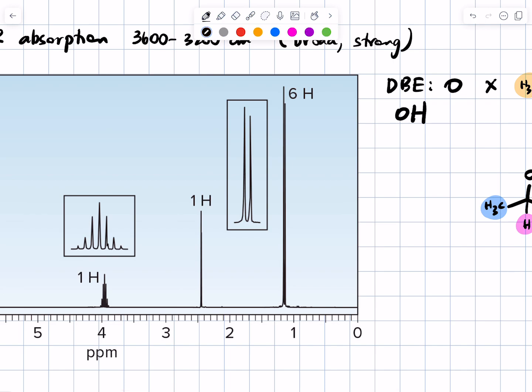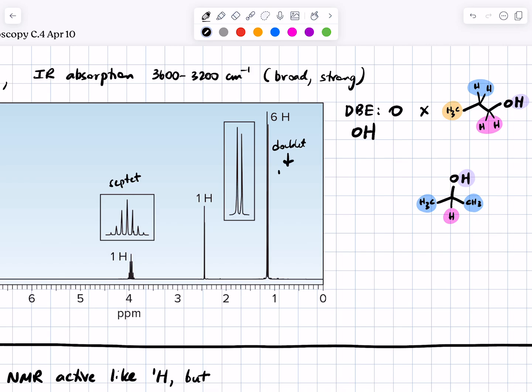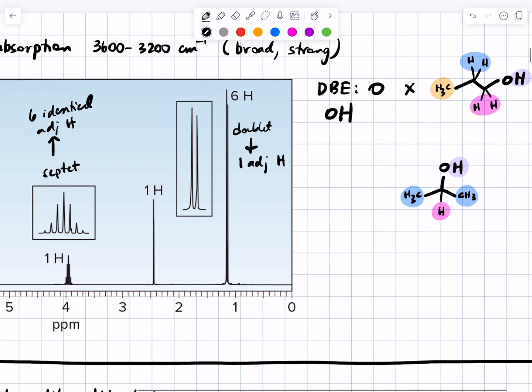The 6-proton NMR signal is a doublet. The 1-proton NMR signal is a 1, 2, 3, 4, 5, 6, 7-line pattern, septet. A doublet is what we would expect for 6 protons that have 1 adjacent proton and only 1 adjacent proton. A septet is what we would expect for a proton that has 6 identical adjacent protons. And so that's consistent with our data, right?